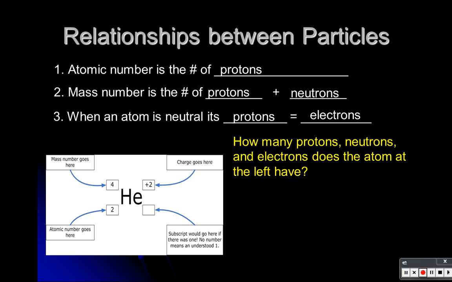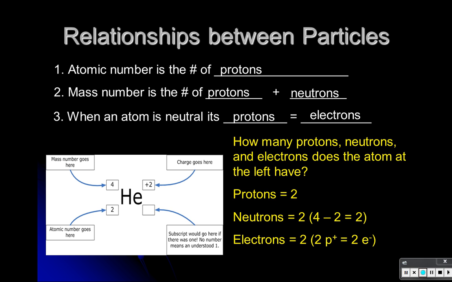So, how many protons, neutrons, and electrons does the atom at the left have? Oh goody, we have sound now as well. Hopefully you said that there are 2 protons, because that's the atomic number. Hopefully you said there were 2 neutrons, because 4, the mass number, minus 2, the number of protons, would give us the number of neutrons.